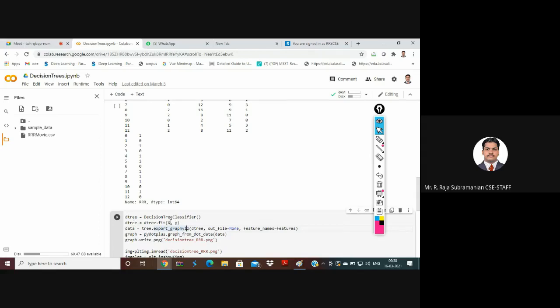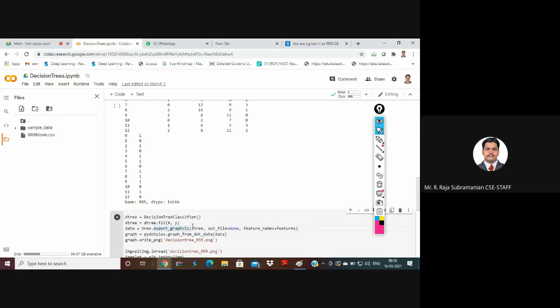X is going to be my input and y is my output. Then I have my data equal to tree.export_graphviz. Now I'm going to print the entire decision tree. When we do it on pen and paper, we find the root, the best attribute to be in the root. Here we can actually print and see the entire decision tree itself.